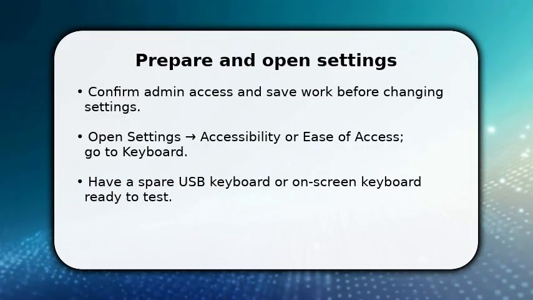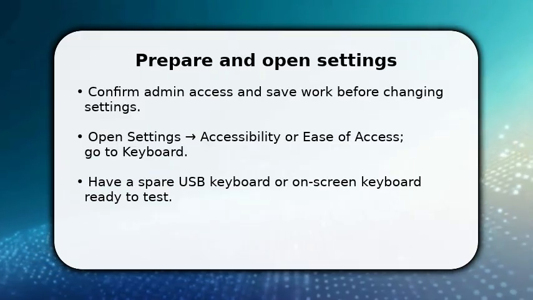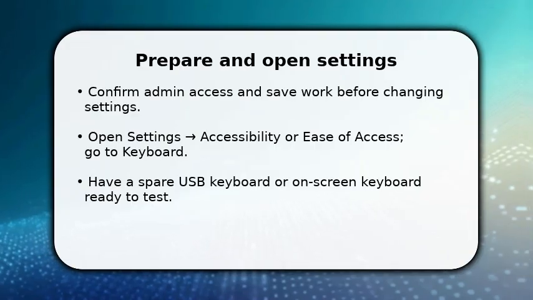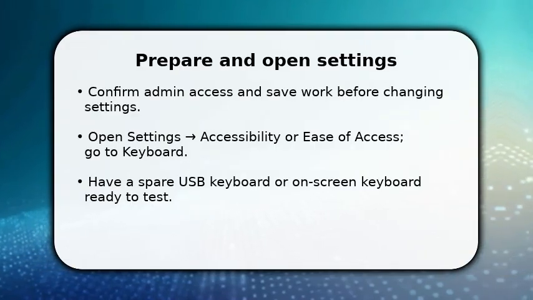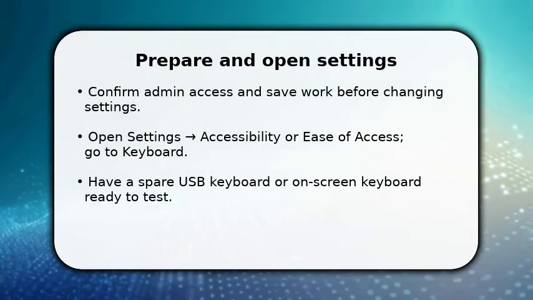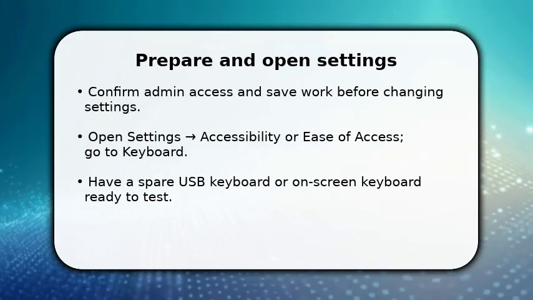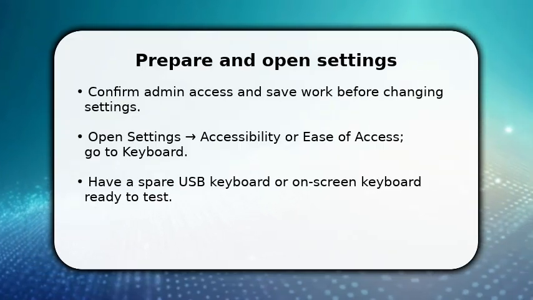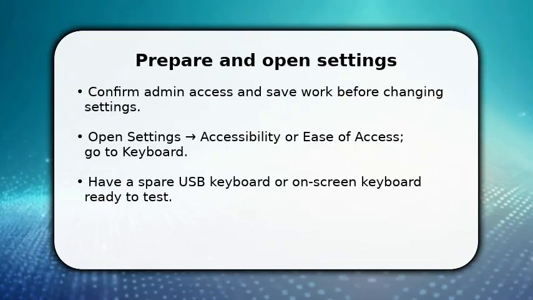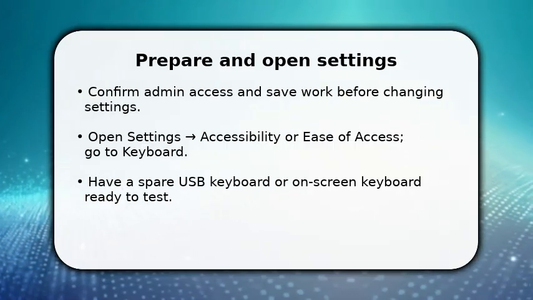You have admin rights and a saved session. Now start. Open Windows Settings, go to Accessibility, Ease of Access, and select Keyboard to begin fixing shortcuts activating while you type. First, turn off Sticky Keys and Filter Keys, because brief repeated presses or holding modifier keys often trigger shortcuts unintentionally. Next, enable the on-screen keyboard if needed to test without hardware.